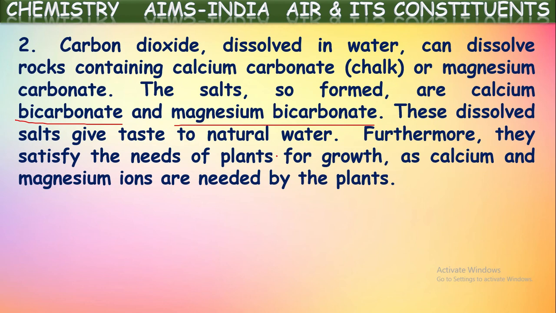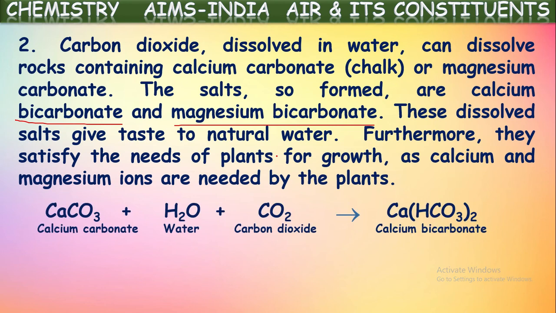Furthermore, they satisfy the needs of plants for growth. These will be utilized by the plants for their growth, as calcium and magnesium ions are needed by the plants. So these magnesium and calcium bicarbonates will be absorbed by the plants for their growth. In that way also, carbon dioxide gas is important for us. This is the reaction occurring with dissolved carbon dioxide in water. Carbon dioxide in the presence of water reacts with metal carbonates and converts them into metal bicarbonates. These give taste to natural water, and even these will be taken by the plants for their growth.